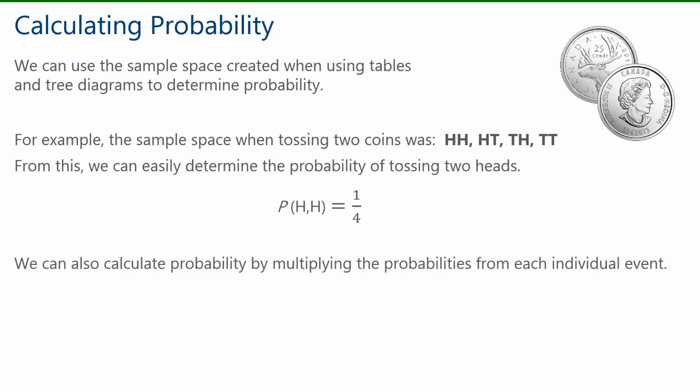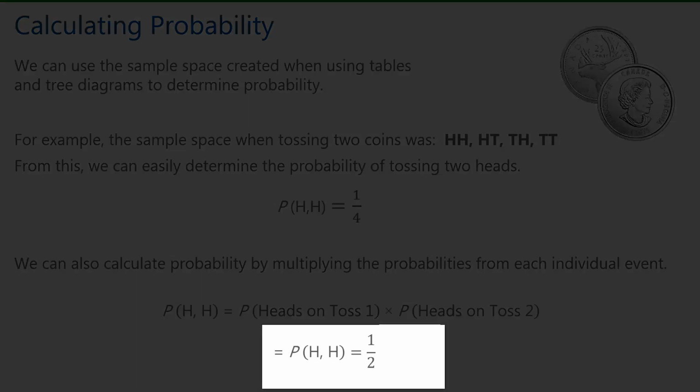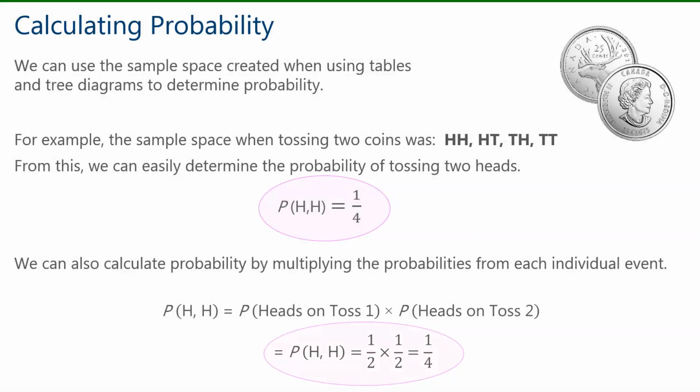We can also calculate probability by multiplying the probabilities from each individual event. For example, the probability of getting heads and heads would be the probability of heads on toss 1 times the probability of heads on toss 2. So in this case, the probability of getting heads on toss 1 is 1 out of 2. The probability of getting heads on toss 2 is 1 out of 2, and we multiply those together to get 1 over 4, which was the probability we determined using our sample space above.